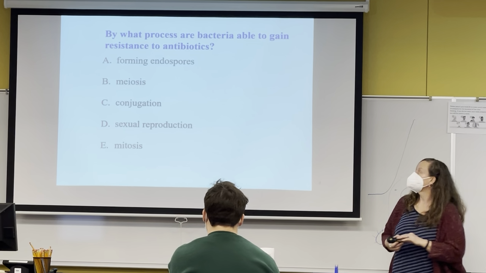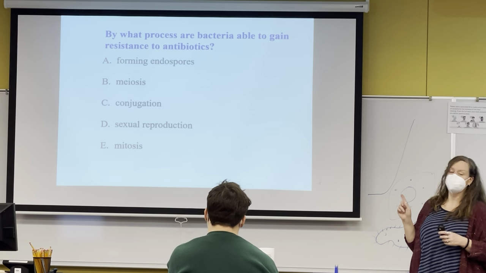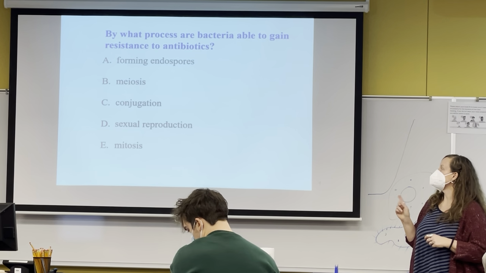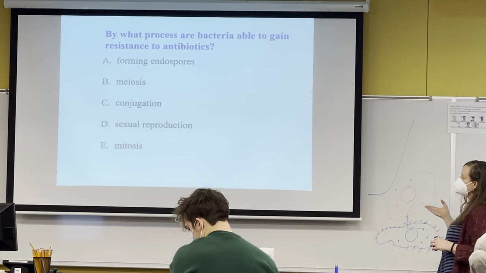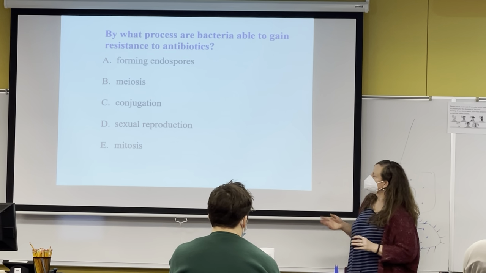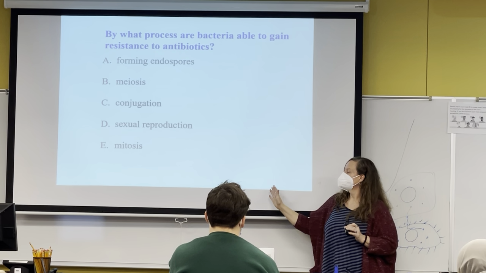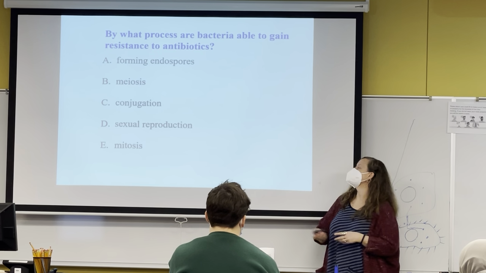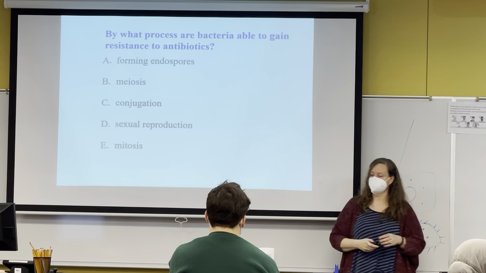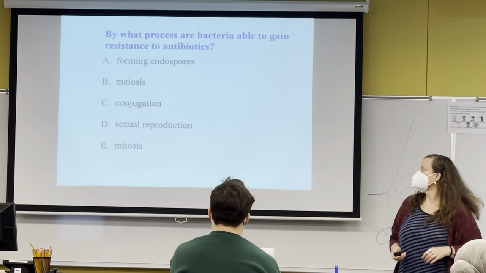So what do we do? By what process are bacteria able to gain resistance to antibiotic? Do they form endospores? Meiosis, conjugation, sexual reproduction, or mitosis? Good, conjugation. So C is correct. Excellent. So just a little review.